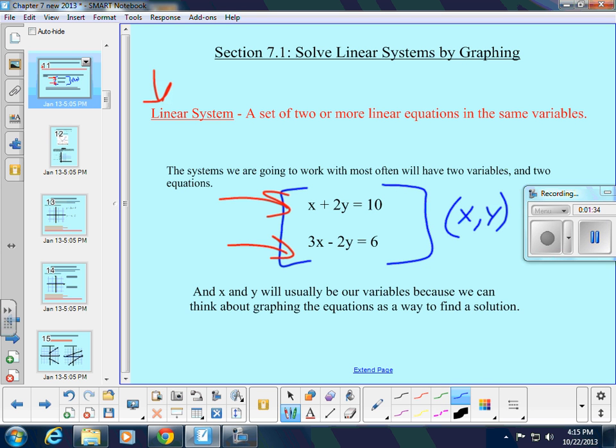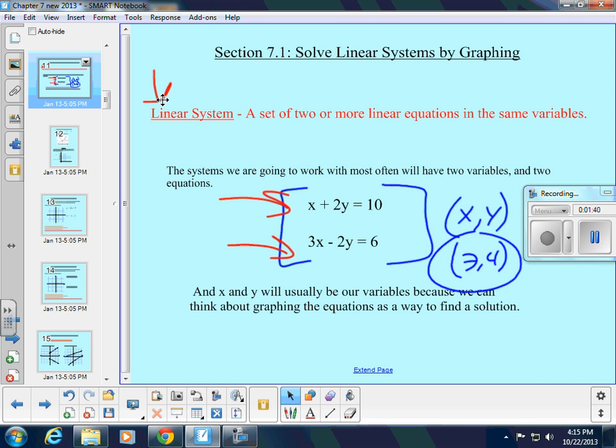So something like an ordered pair, like maybe 3, 4. And I'm just making that number up. I don't think that's actually the solution of the system. If I plugged in 3 for x and 4 for y in each of those equations, it wouldn't work. But just for example, we're looking for some kind of ordered pair, some kind of point, a solution to that system. Again, graphing is the first method we're going to use to solve systems like this.